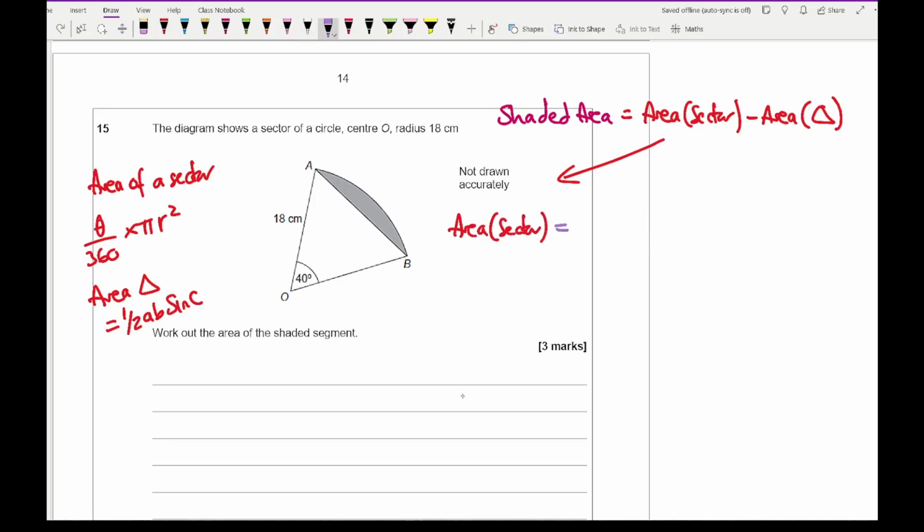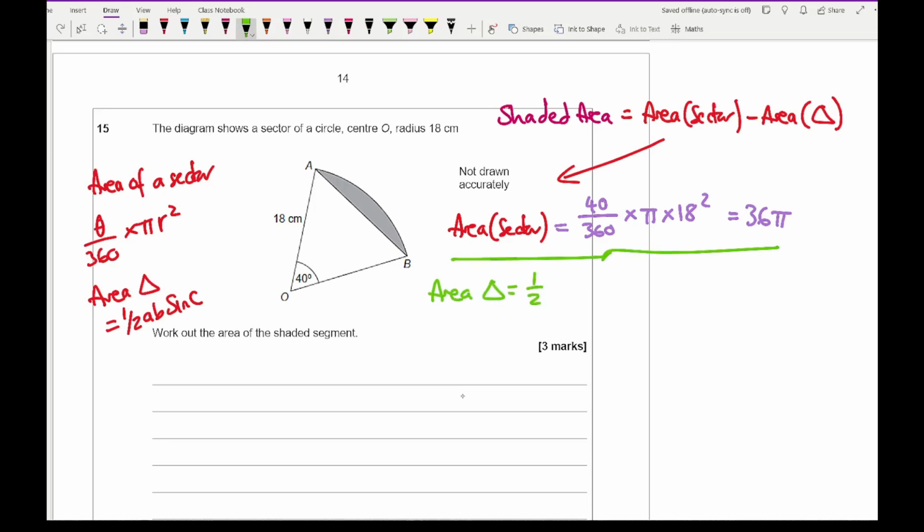So looking at the area of a sector, it's going to equal 40 over 360 multiplied by pi times 18 squared. And if I type that all into my calculator, I get an answer of 36 pi. So then, working out the area of the triangle, it's going to be a half times 18, this is also 18, times sine 40. And if I type that all into my calculator, I get an answer of 104.1315928.